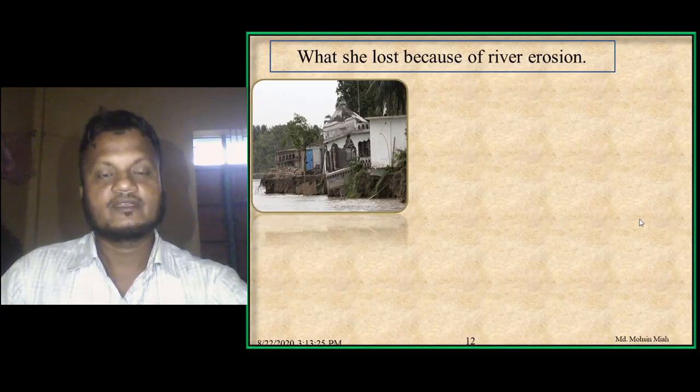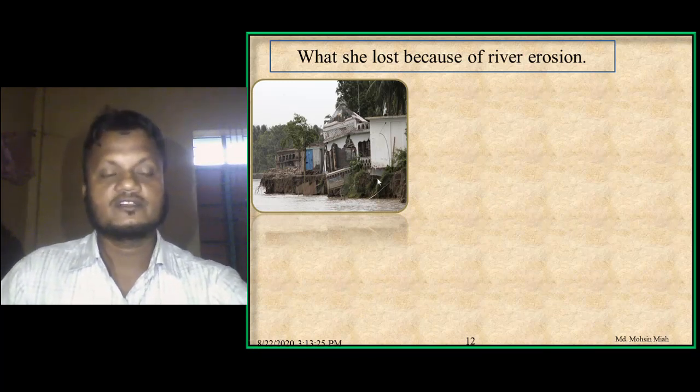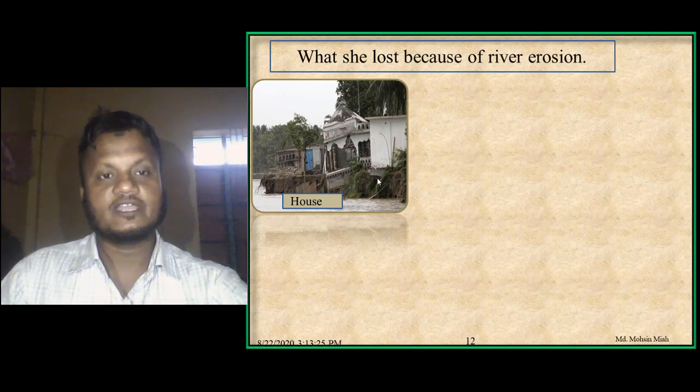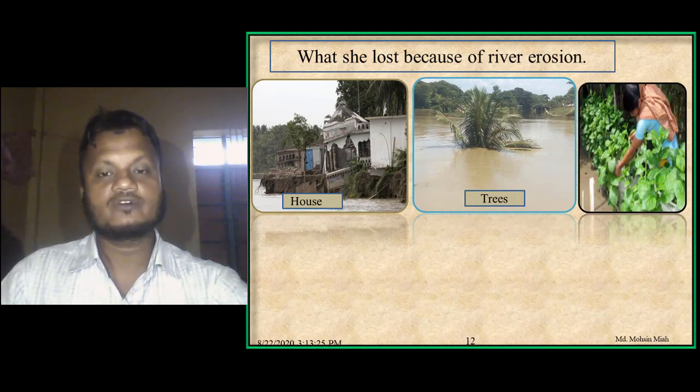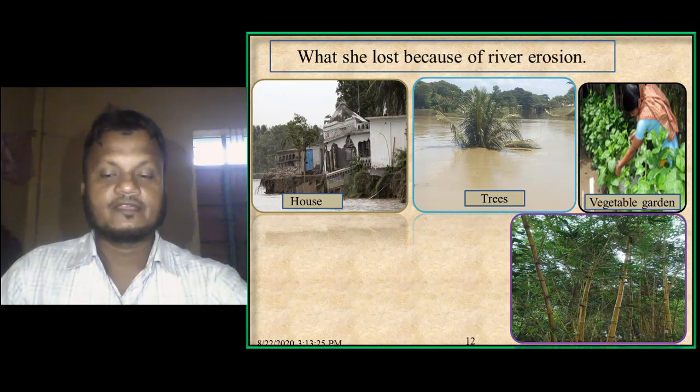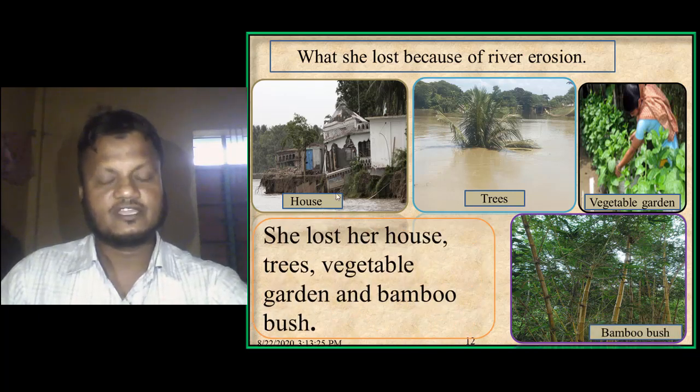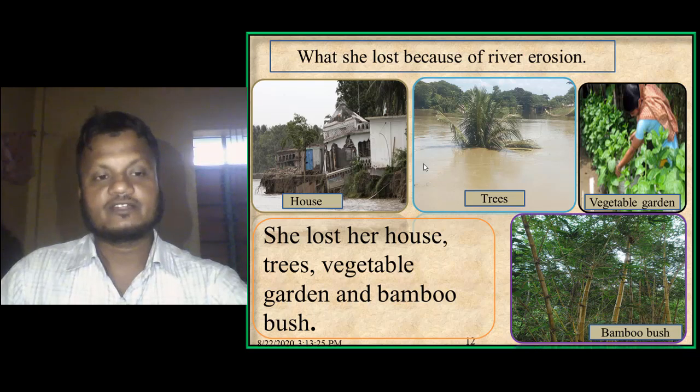But Meherjan had lost her house during the rainy season because of river erosion. Now we are going to see what Meherjan had lost. Meherjan had lost her house, her trees. The trees were all around her house. She lost her trees, her cultivable land, that means vegetable garden, and bamboo bush, etc. In a word, Meherjan had everything like an ideal farmer, but now Meherjan has nothing. She lost everything because of river erosion.